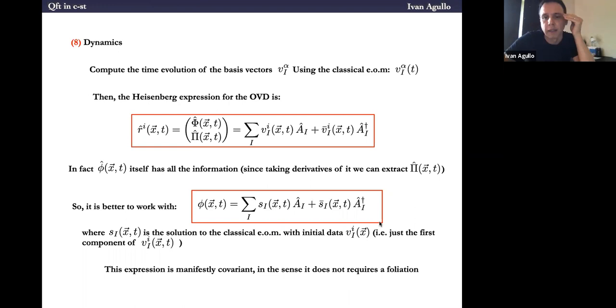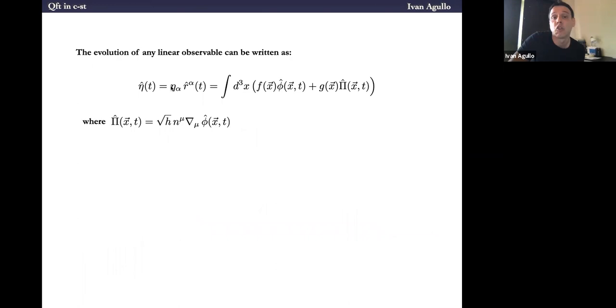I started with the canonical picture, I evolve in time, and I extract the covariant picture out of that. And now the evolution of any linear observable is just obtained by taking linear combinations of the basic observables, where pi, again, should be understood in the covariant way as the derivative of the field operator. So as I said, this is just the representation of any linear observable satisfying the appropriate commutation relations.